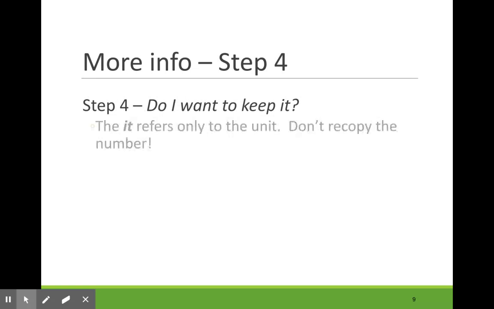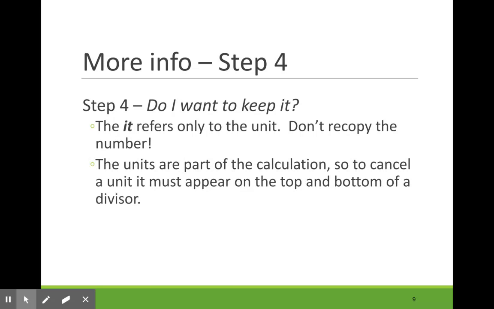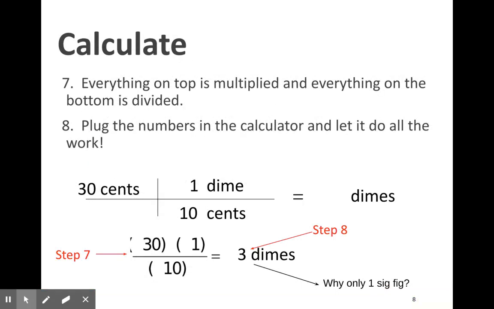So do I want to keep it? Again, the "it" refers only to the unit. Don't recopy the number. You just want to change the unit. The units are part of the calculation. So to cancel a unit, it must appear on the top and bottom of a divisor. So again, if we look at our example from before, we have the top and bottom of the divisor, and we will cross off the units, okay?